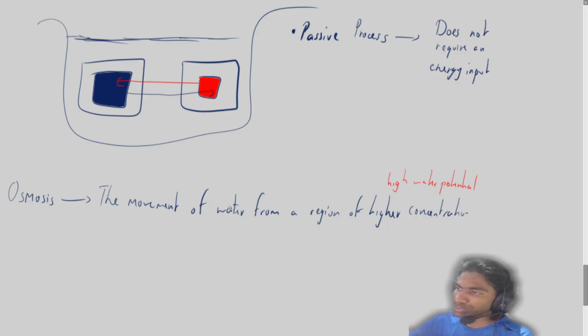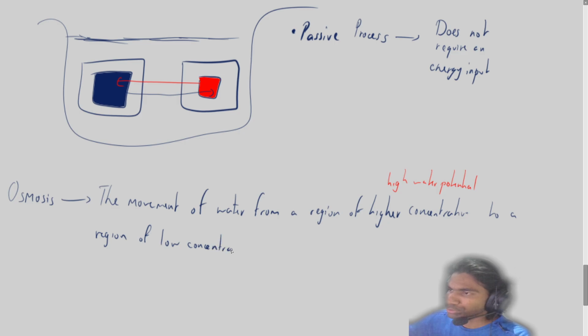Okay, so it's a movement of water from a region of high concentration to a region of low concentration, or you could also use the words lower water potential. And the key point here that makes it different to the previous one is that it is through a semi-permeable membrane.